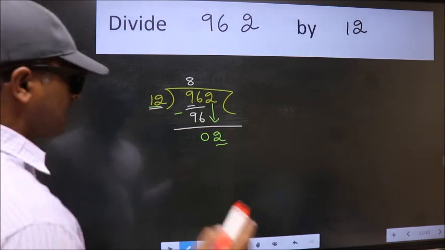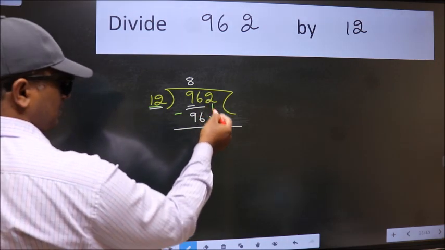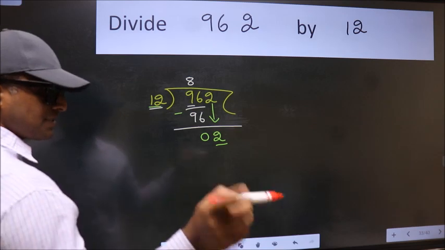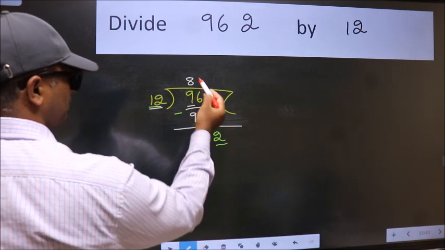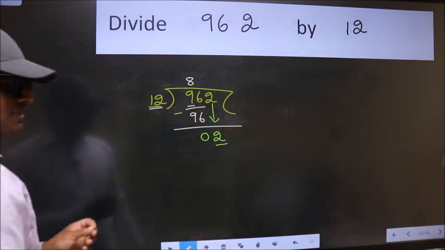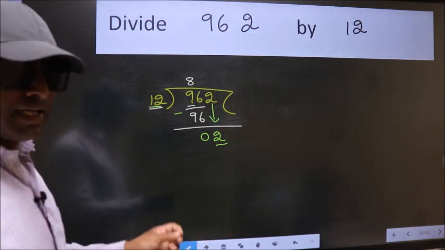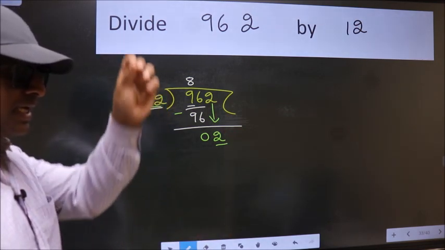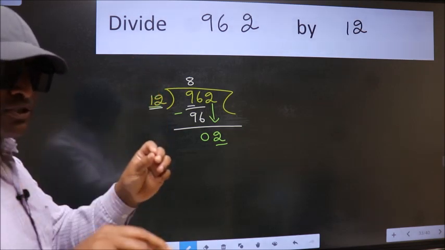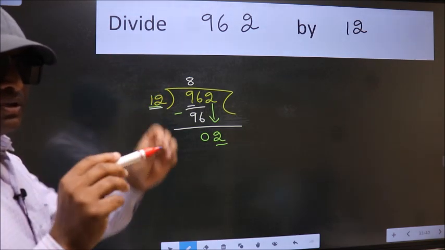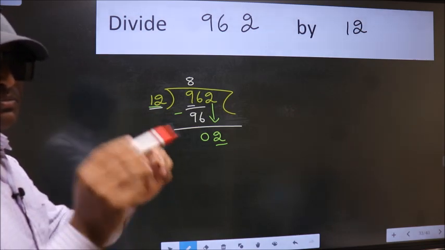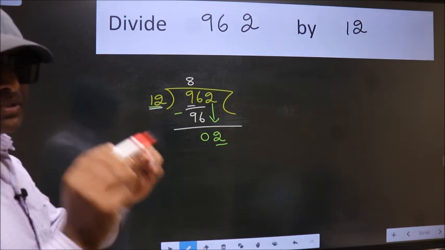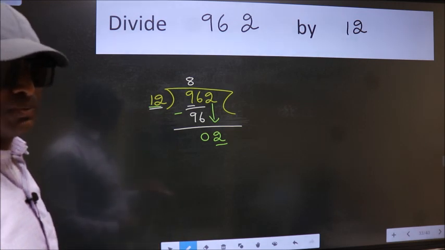Because just now you brought this number down, and in the same step you want to put a dot and take 0, which is wrong. I repeat, you should not bring down the number and also put a dot and take 0 at the same step.